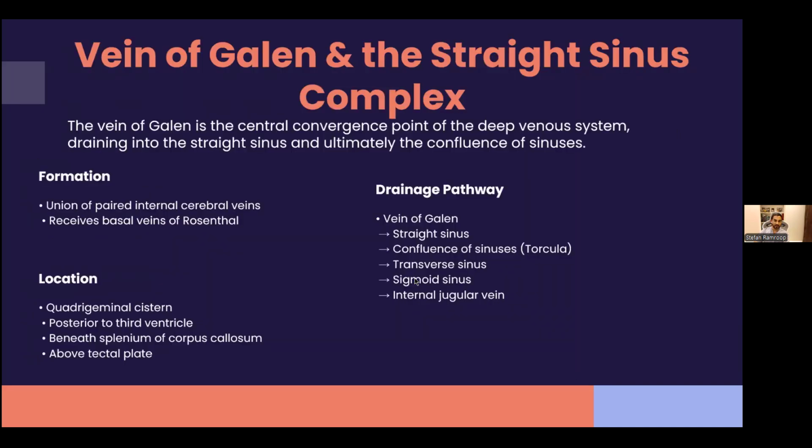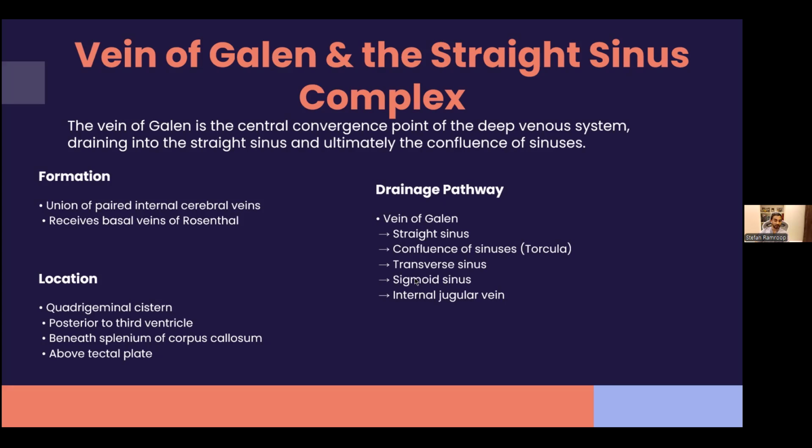So more on the vein of Galen, or more accurately termed the great cerebral vein. This represents the final convergence of the deep cerebral venous system, and it's formed from the union of the paired internal cerebral veins, typically posterior to the third ventricle, beneath the splenium of the corpus callosum. In addition, it receives the basal veins of Rosenthal, so it integrates drainage from the medial temporal lobes and midbrain. And it lies within the quadrigeminal cistern, positioned posterior to the third ventricle, superior to the tectal plate, inferior to the splenium, and just anterior to the straight sinus.